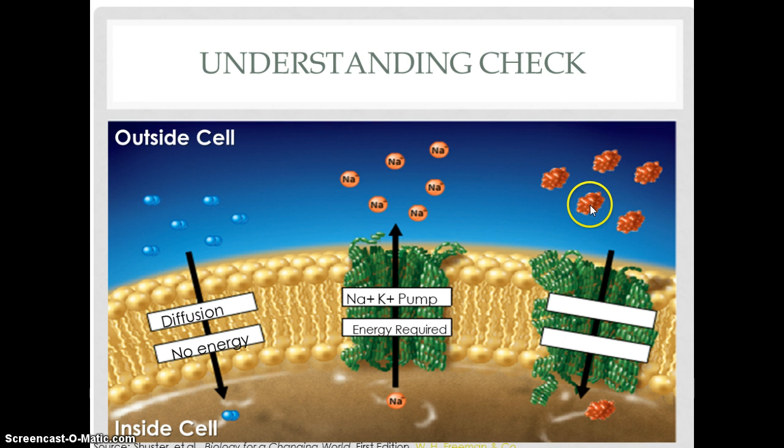The last model with the clustered red molecules also represents a higher concentration of molecules outside the cell than inside the cell. The arrow indicates that the molecules are moving down their concentration gradient from an area of high concentration to an area of low concentration with the aid of a protein channel. No energy is required, and since there is a protein channel there, we know that this must be facilitated diffusion.